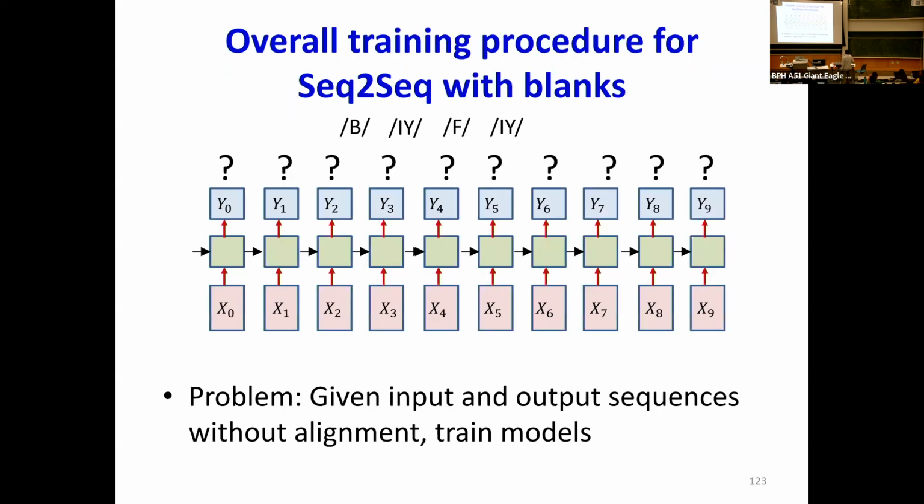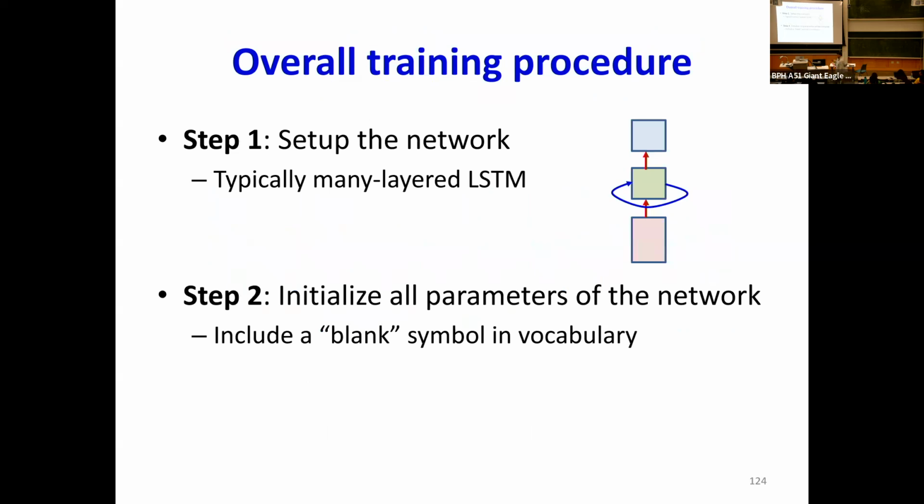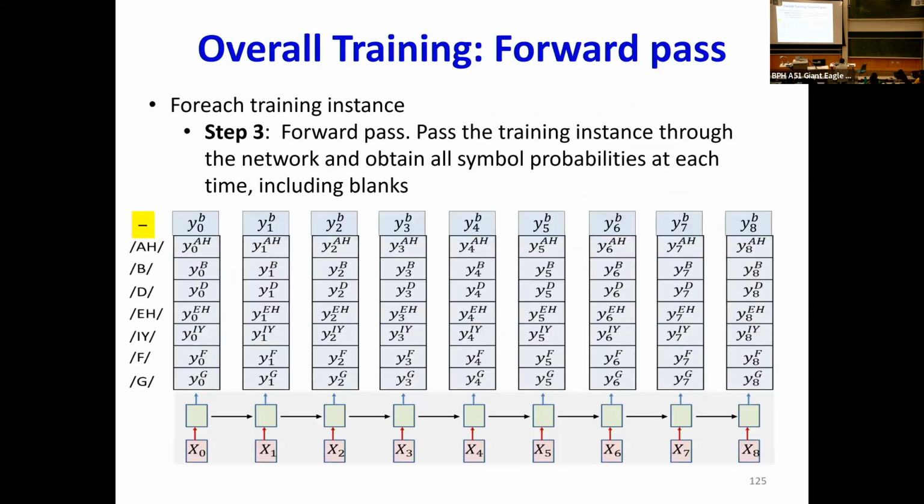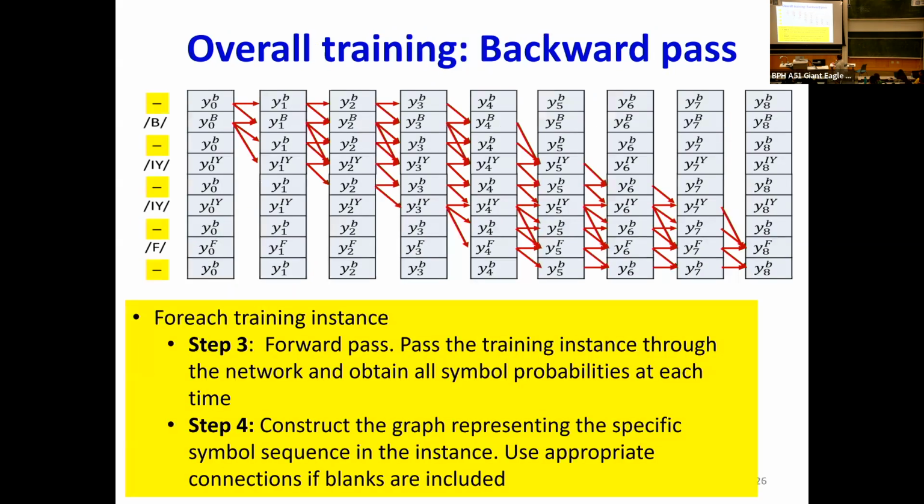So for the overall training, you would now be given an input of this kind with the symbol sequence. You would be adding the blank to your vocabulary, keeping in mind that the blank is an empty sequence, an invisible symbol. And then you'd initialize your model. The model is going to generate probabilities for all of your symbols, including the blank. And then for every training instance, when you perform a forward pass, you get all of these probabilities. Then you would compose this graph, which also now has the blanks, the invisible blanks.